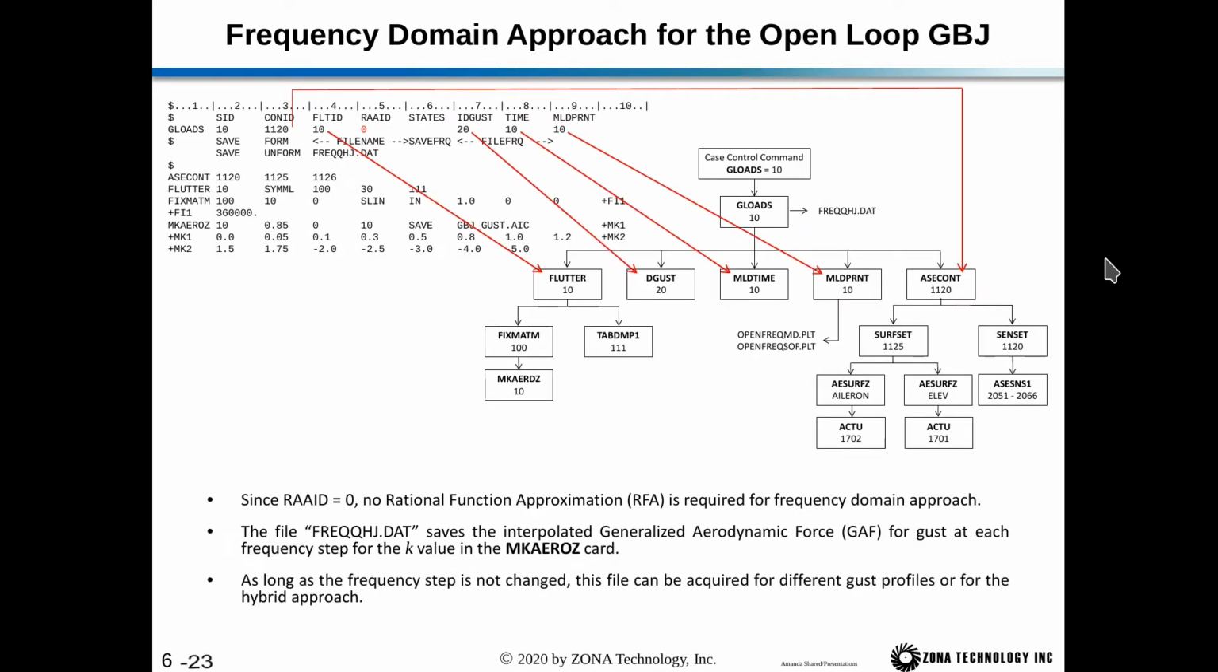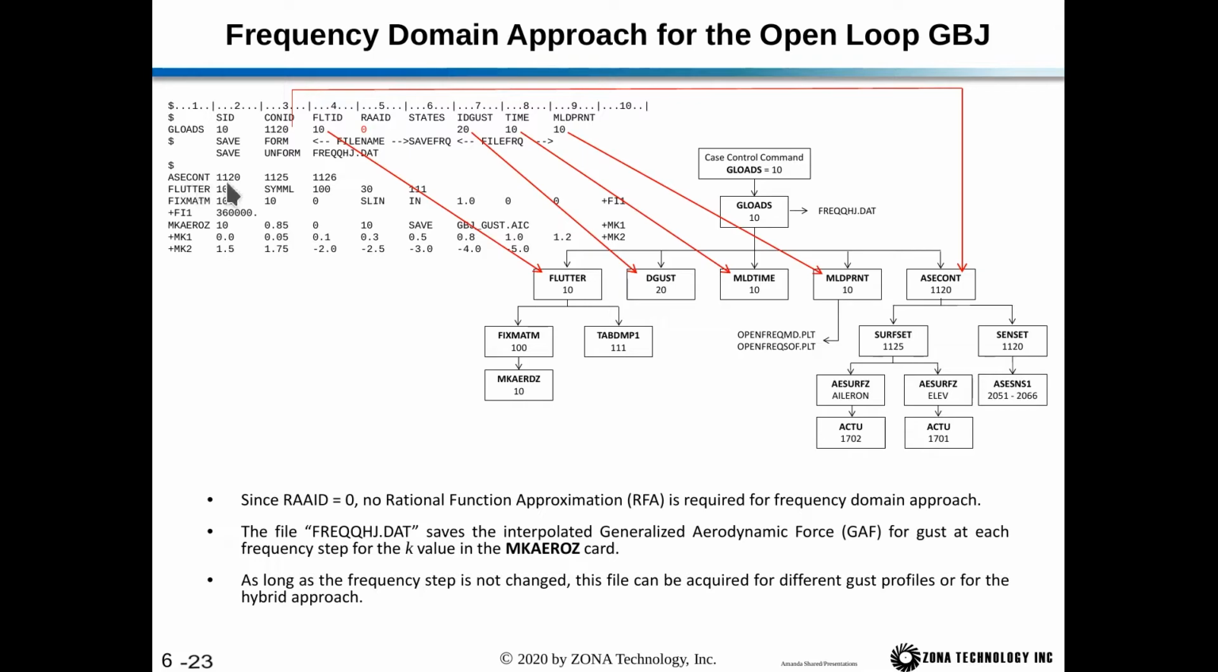Okay, next we're going to look at the frequency domain approach for the open loop GBJ. So this is our GLoads card. Our con ID refers to the ASE controller, and this is the open loop model, so we only are referring to a surf set and send set. There's no closed loop control law.